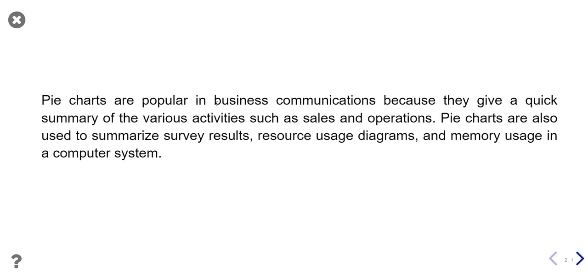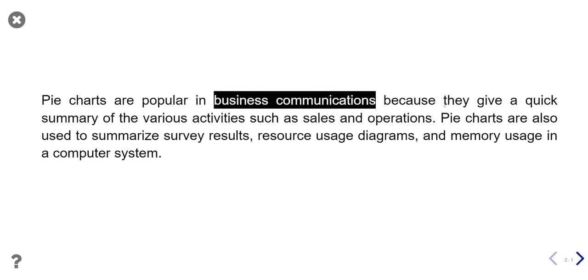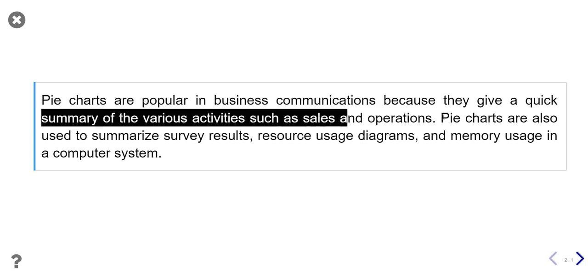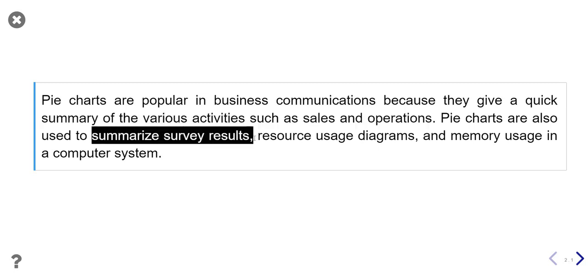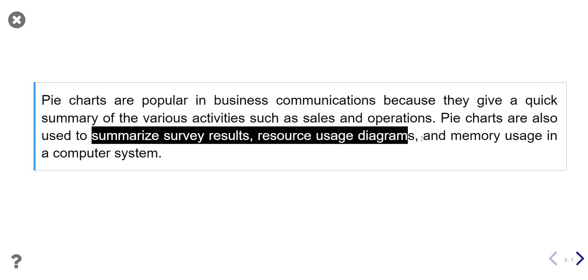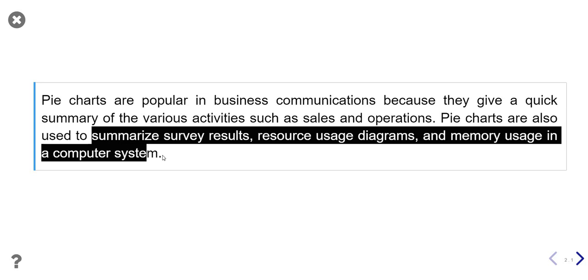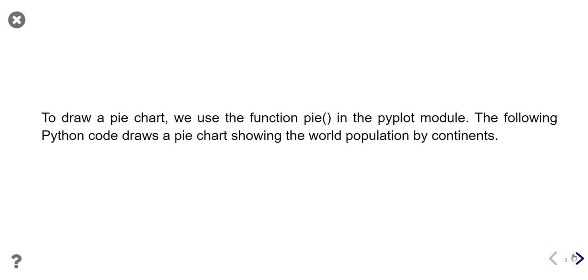Pie charts are quite popular, especially in business communication, because we can very quickly show the summary of various activities, for example sales and operations. A pie chart is also used to summarize survey results. We use this whenever you're doing a survey, or to show how much of resources you have used. Sometimes on your phone you can see the RAM size, right? How much is free, how much is available, memory usage. So it's effective in making such visualizations.